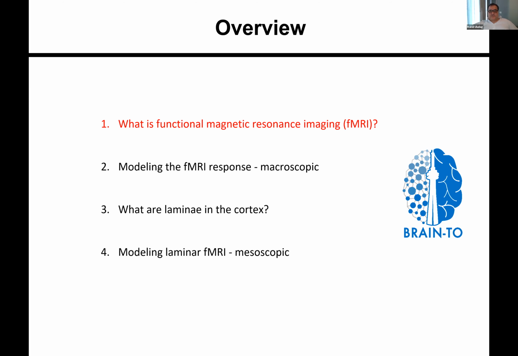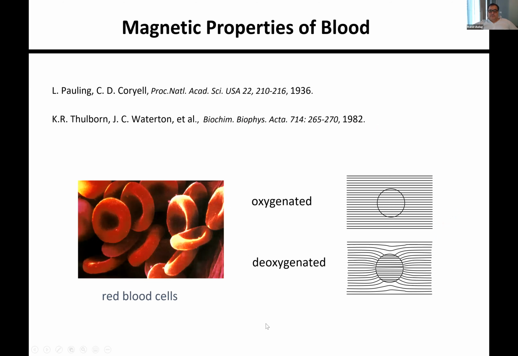So what's fMRI? The basis of fMRI was already discovered in the 1930s, and then again in 1982, they discovered that the oxygenation status of blood hemoglobin changes the magnetic fields. If you have oxygenated hemoglobin, and the circle is a blood vessel, then the magnetic field lines look like this. If you have deoxygenated hemoglobin, then the magnetic field lines change. And the reason is that deoxygenated hemoglobin is paramagnetic.